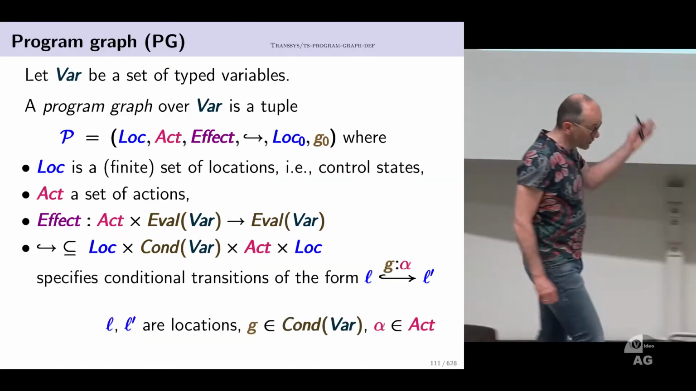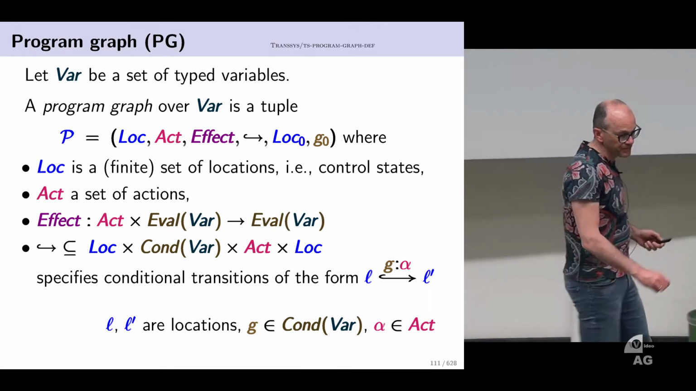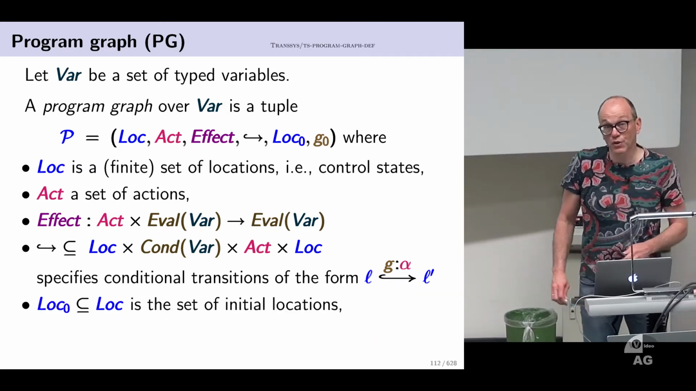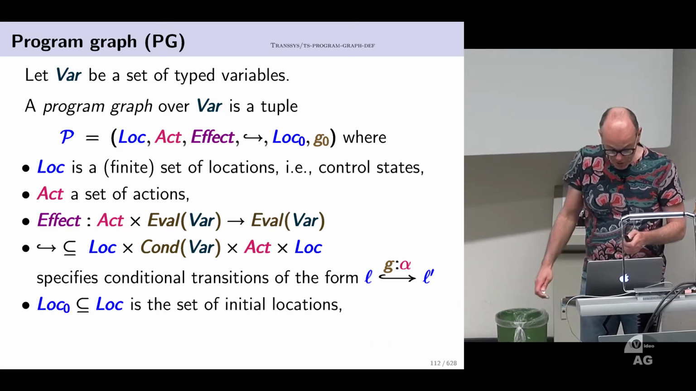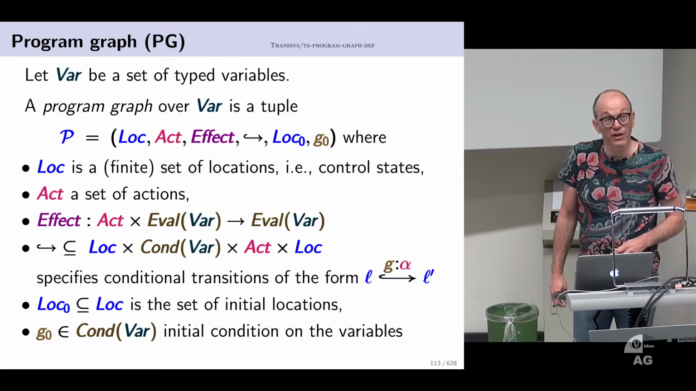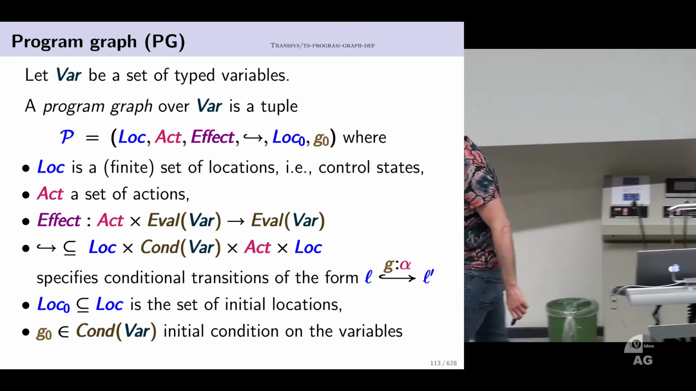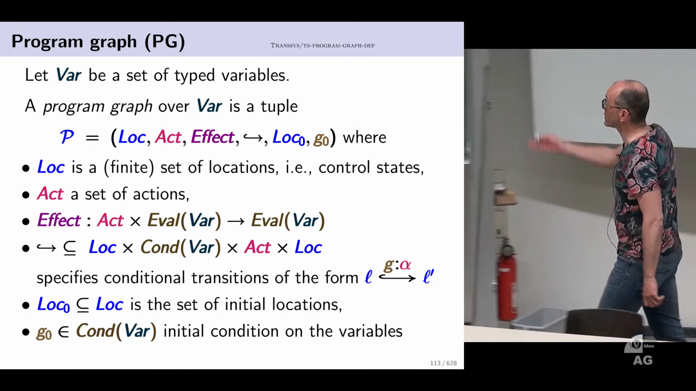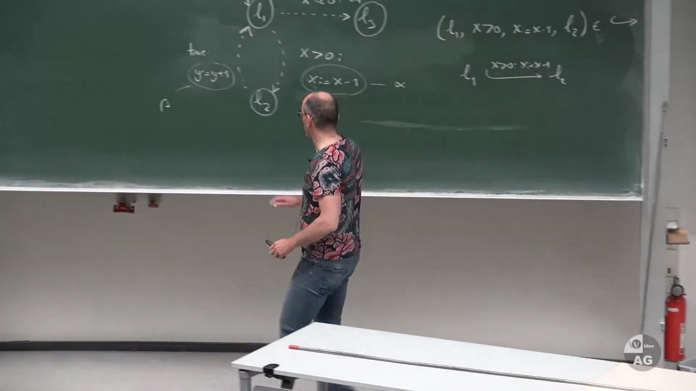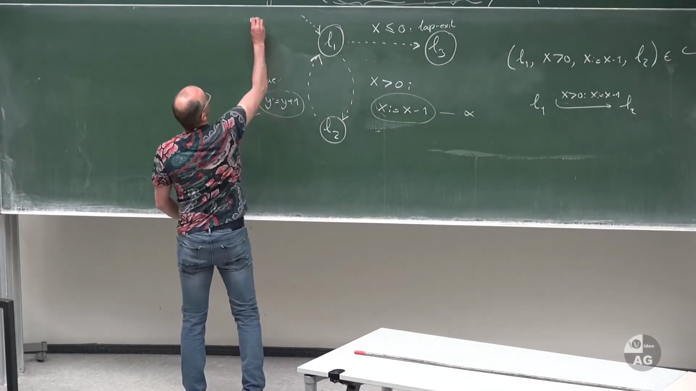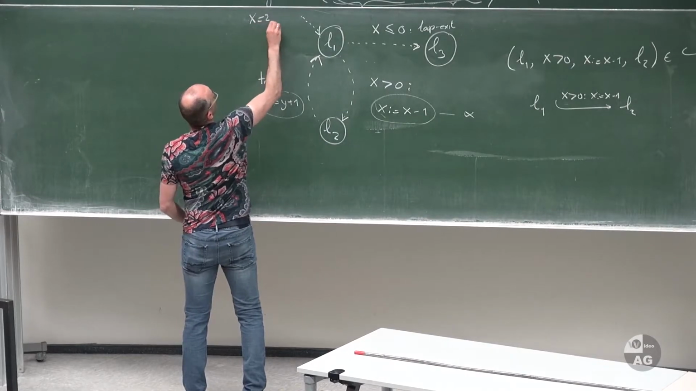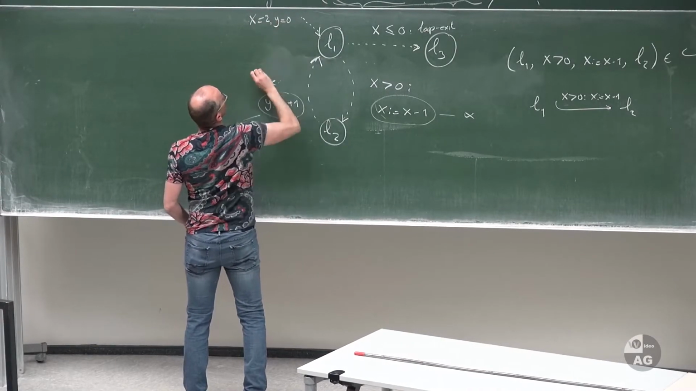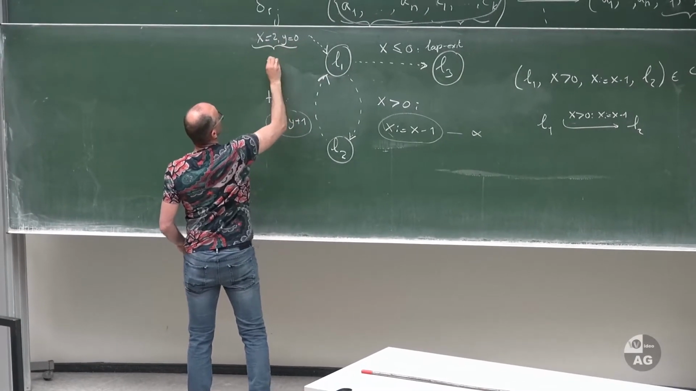Good. So these are those kind of edges. We have a set of initial locations. In my case, I have only one initial location. And we have an initial condition on the variables. So maybe in my example over here, we have initially, I don't know, that x equals 2 and y equals 0. And we call this condition G0.